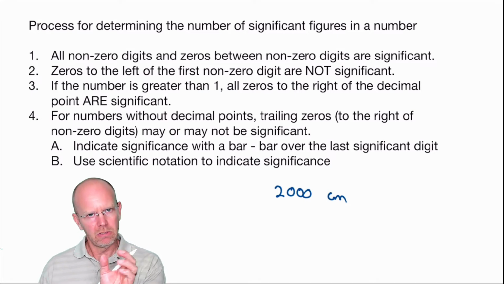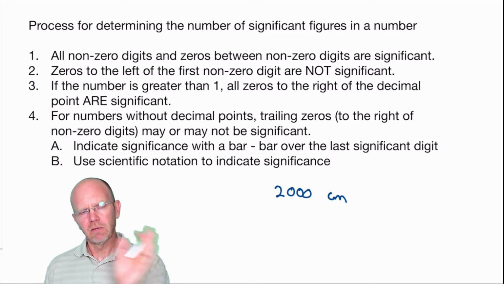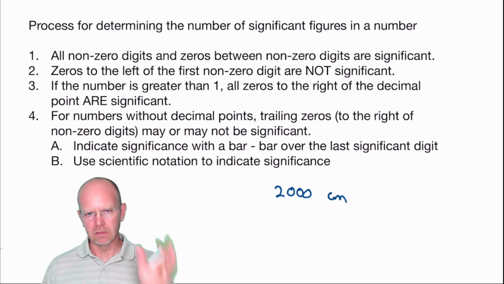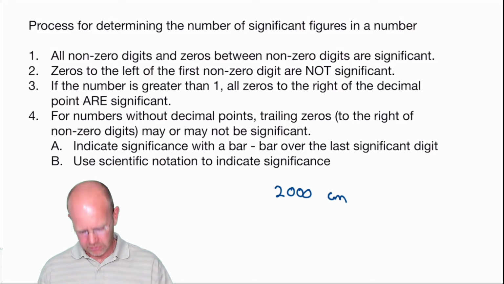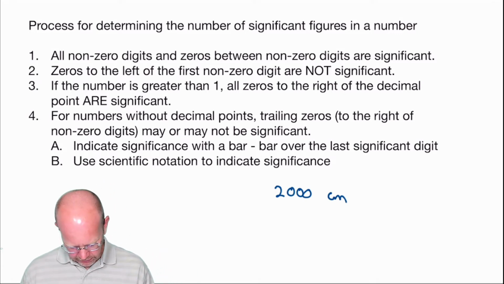If it's trapped between two non-zero digits, we know it's significant. But if it's following to the right of a digit that's not 0, it's hard to tell. The person reporting that number would have to indicate which of those digits is significant. If this number was just a really rough estimation, 2,000 centimeters, right, roughly 2 meters, someone was eyeballing it, that's as close as they can get.